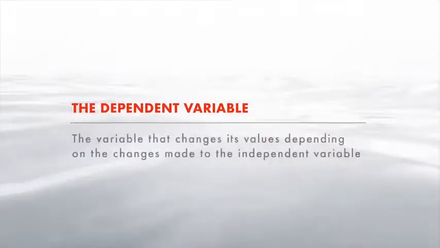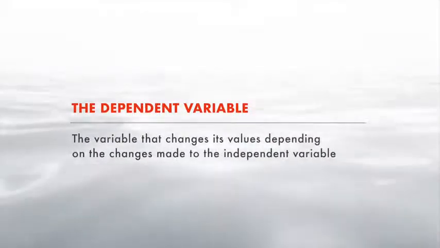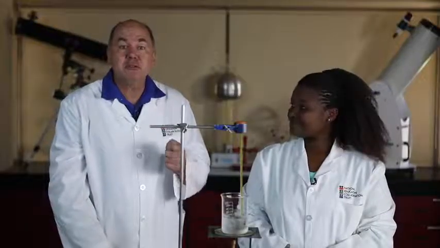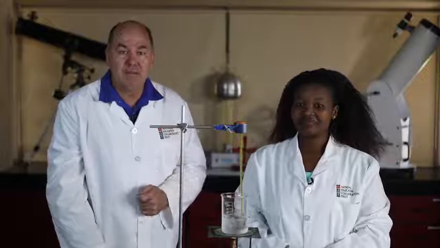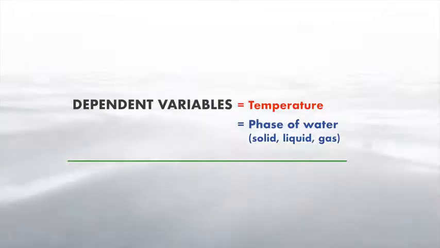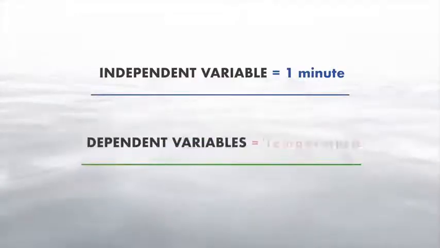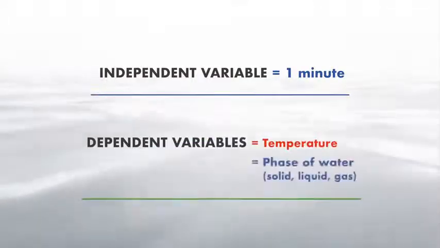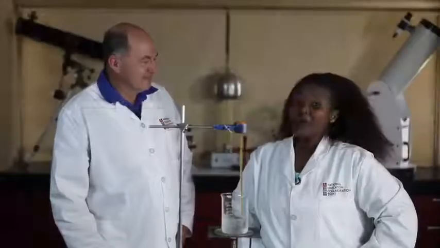The dependent variable is the variable that changes its values depending on the changes made to the independent variable. The temperature of water depends on the amount of heat supplied by the Bunsen burner, and the amount of heat supplied by the burner increases with time. So, the temperature of water depends on the amount of time the water is heated. But phase of water is also a dependent variable. When ice is heated above 0 degrees Celsius, it melts. So the phase of water depends on the temperature and therefore in this case on the time for which the water has been heated. But for all of this to be true, we need to control a few other variables.